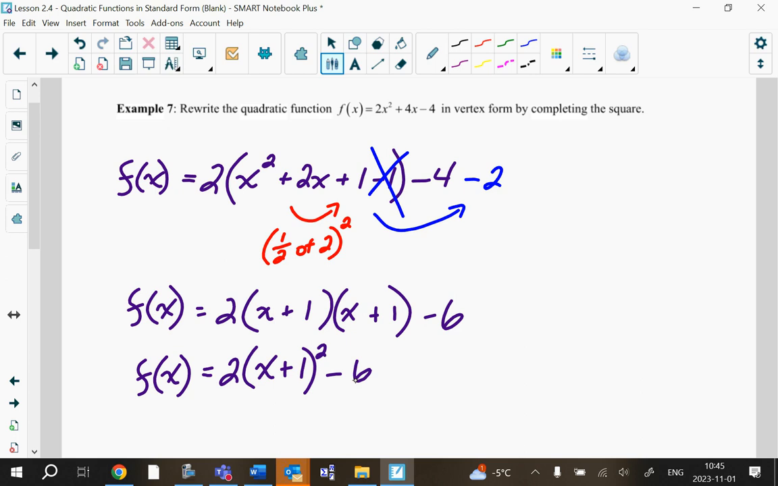What's the vertex? -1, -6. Does this open up or down? It opens up. What's the equation of the axis of symmetry? x equals -1. What's the domain? Good.